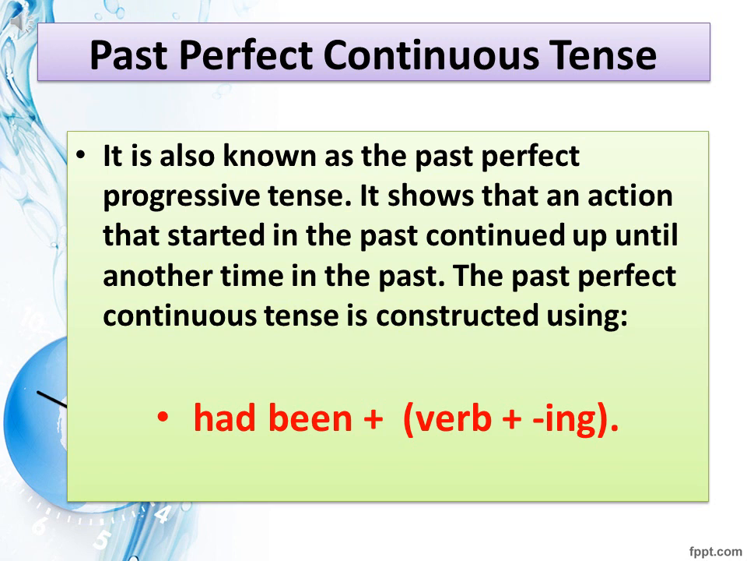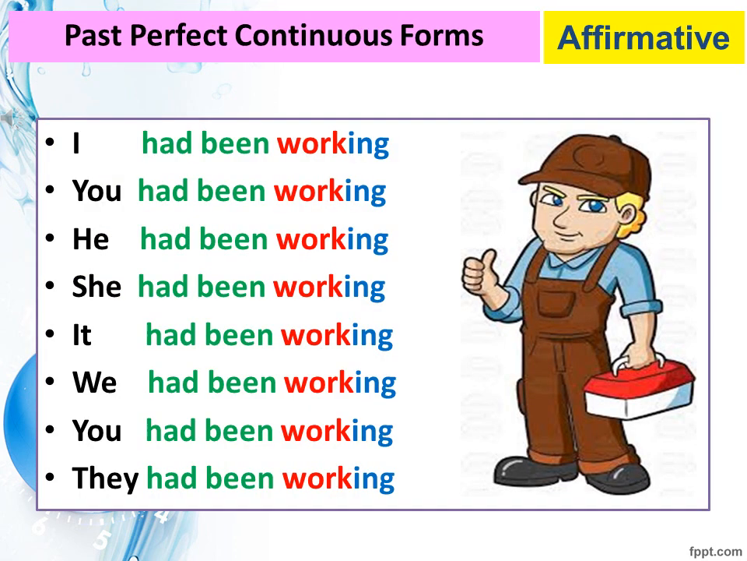Okay, so the past perfect continuous tense is constructed using the formula below. la form ديال past perfect continuous هي had been، دائما had been plus verb plus ing. Okay, had been plus verb وهذاك الفيرب في الأصل ديالو كتكون ing. Okay, let's conjugate the verb work في الأفيرماتيف.